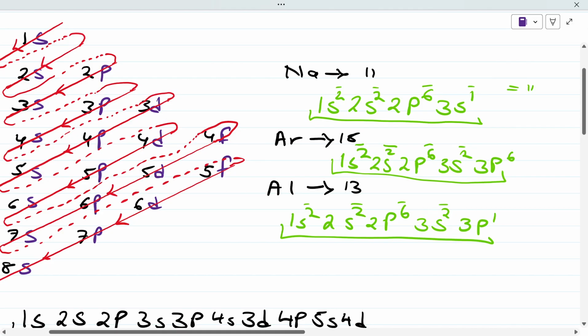So we can use the Aufbau principle to determine the electronic configuration of any given element, so long as it is found within the periodic table.